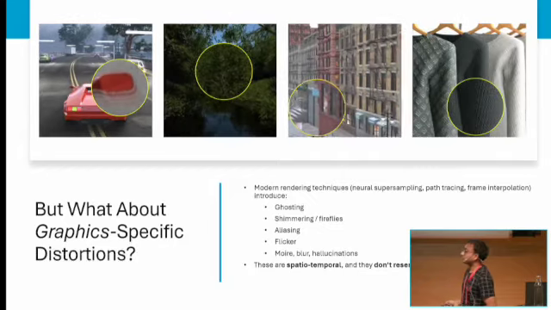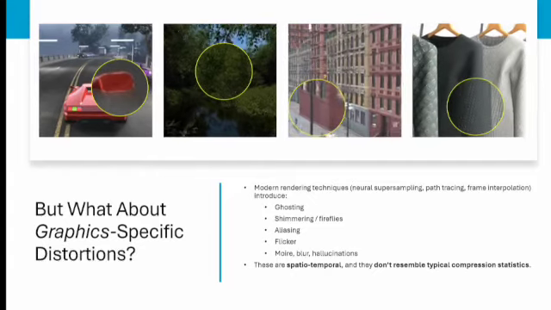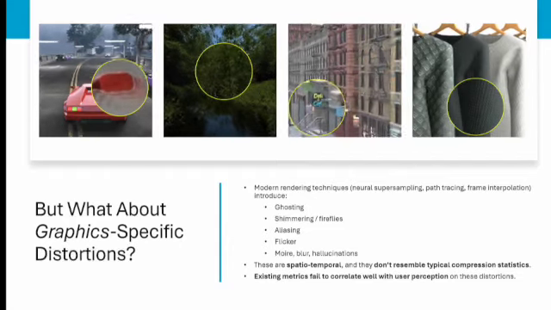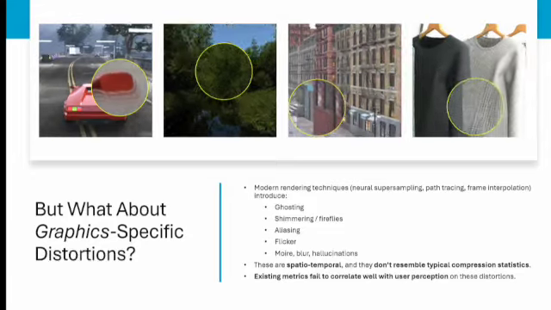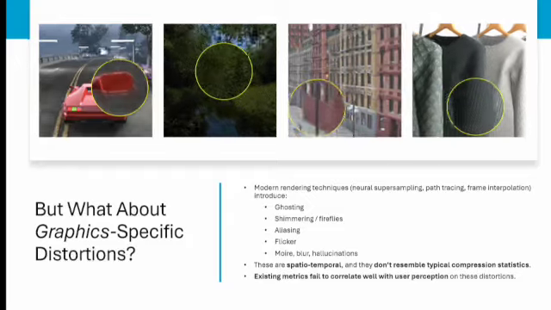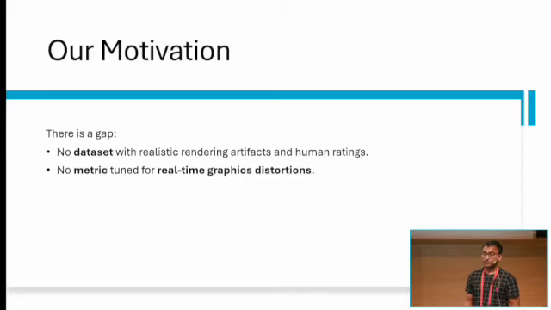These artifacts are spatial and temporal in nature, and they do not resemble compression artifacts, which are blocky in nature. And existing metrics are not tuned for these artifacts, so naturally they do not work very well for computer graphics distortions. A sentiment that has kind of resonated in this room. So there's clearly a gap. There is no dataset with realistic rendering artifacts and human ratings on those artifacts. And there is no metric that has been tuned for real-time rendering distortions.